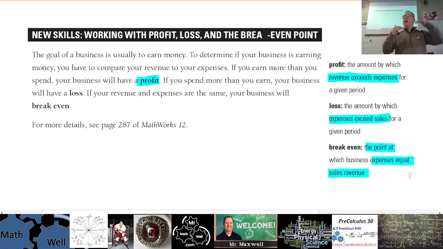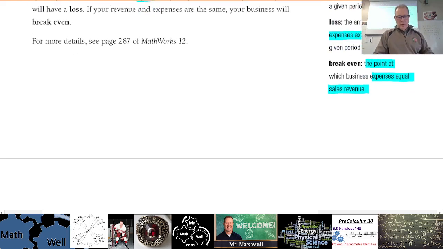So if you make more money than you spend, you make a profit. You suffer a loss when you've actually spent more money than you made. And break even is when they're exactly equal. So when you're looking at a business, you want to keep a careful eye on where your break-even point is. You don't want to spend too much, because you want to make sure that you can sell enough to at least break even so you can make a profit. All right. So there will be some questions about that.